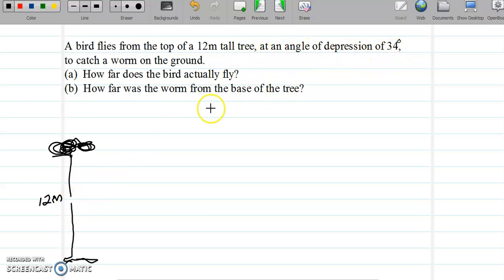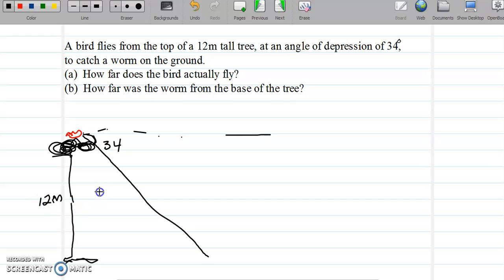of 34. So if this is the bird, and he flies from there, the bird is looking here, so the angle of depression the bird makes from where he was looking is what? Is 34. See that? Okay, to catch a worm on the floor. So if here also is the worm on the floor, it means that the angle from the down will also be what? 34. Alternate angle. So if this angle is 34, the angle here must be 34. Don't mind my triangle, okay?